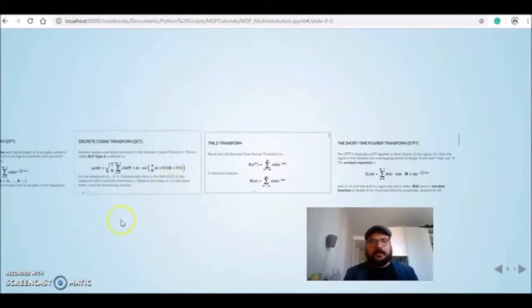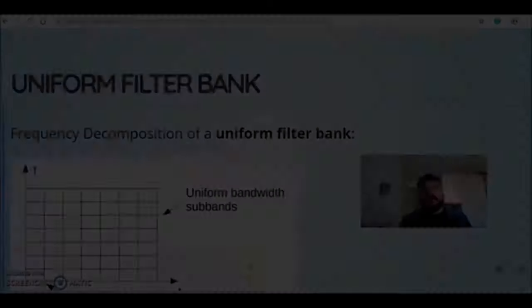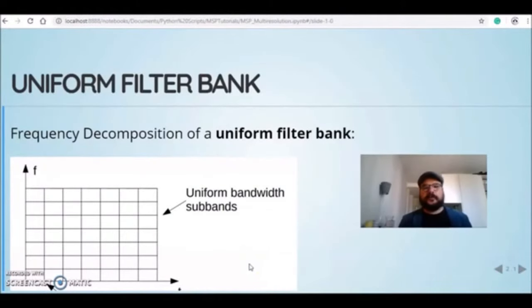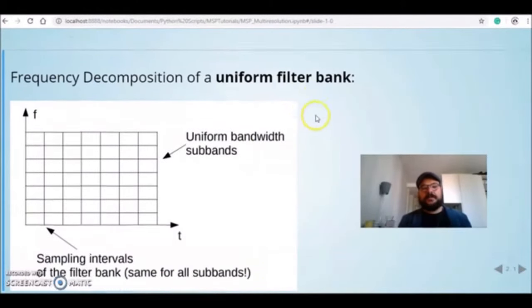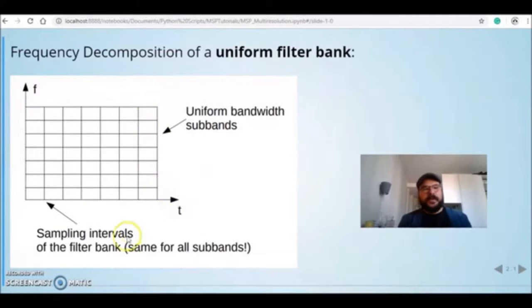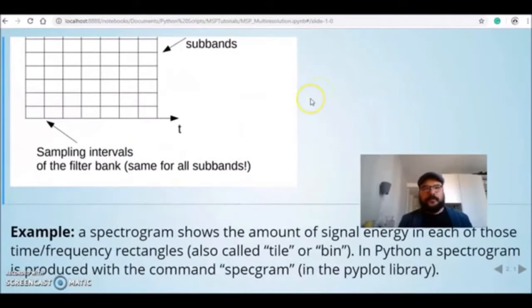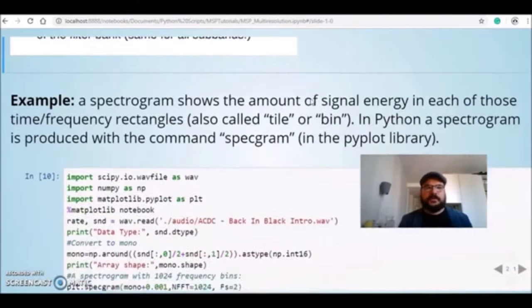So let's get started. The frequency decomposition of a uniform filter bank has uniform bandwidth subbands and has the same sampling intervals for all subbands. Here, these rectangles are representing time-frequency beams. So we have uniform bandwidth subbands and the same sampling intervals for all subbands. One example of a uniform filter bank is a spectrogram.